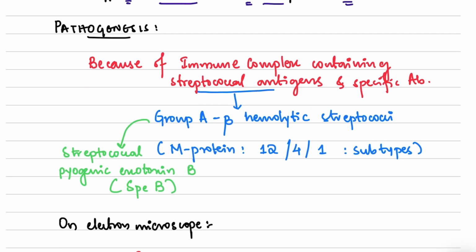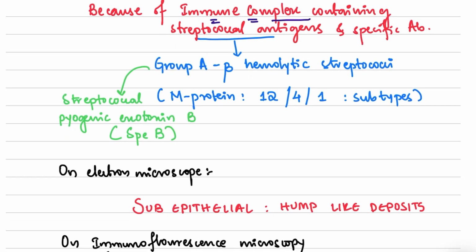So what is the pathogenesis? Here we have the deposition of immune complexes. Immune complexes are formed between an antigen and an antibody. Antigen-antibody complex is known as an immune complex. The antigen is from group A beta hemolytic streptococci, and that antigen is the streptococcal pyogenic exotoxin B, known as SPE-B. This antigen will bind with the antibodies, and there is also molecular mimicry in PSGN.